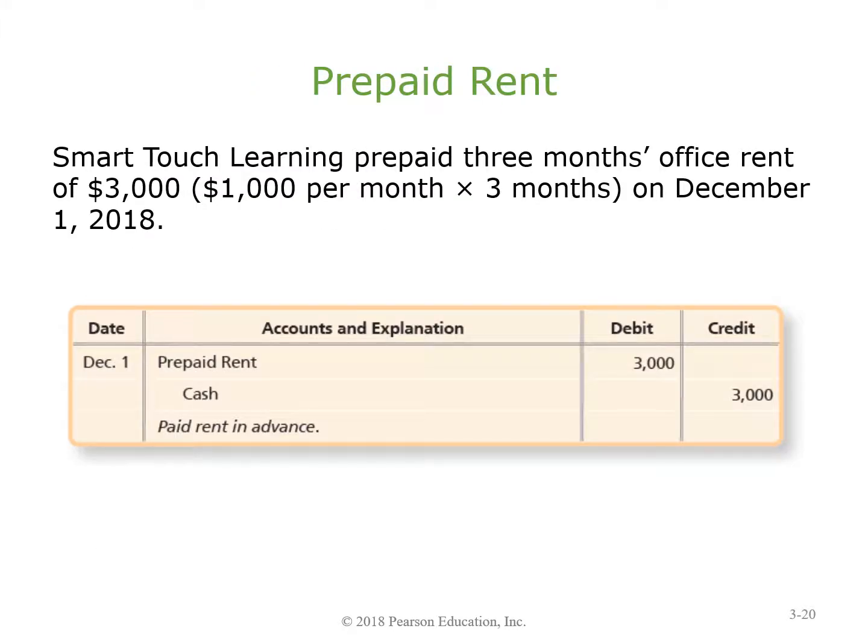Okay, so here's how it works. Smart Touch Learning prepaid 3 months office rent of $3,000 on December 1st, 2018. This is a deferred expense. So on December 1, they debit prepaid rent and they credit cash. Now this is not an adjusting entry. An adjusting entry will never involve cash. This is just a regular entry. They made the payment. However, they couldn't put it to rent expense because this is going to benefit them in the future. So they deferred it by putting it into this asset account, prepaid rent.